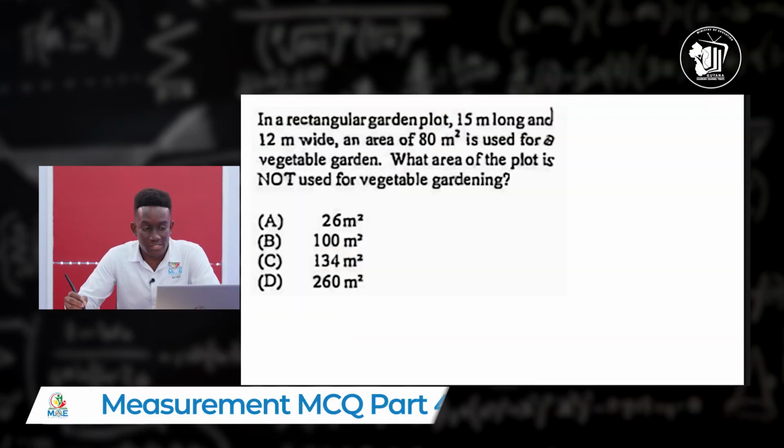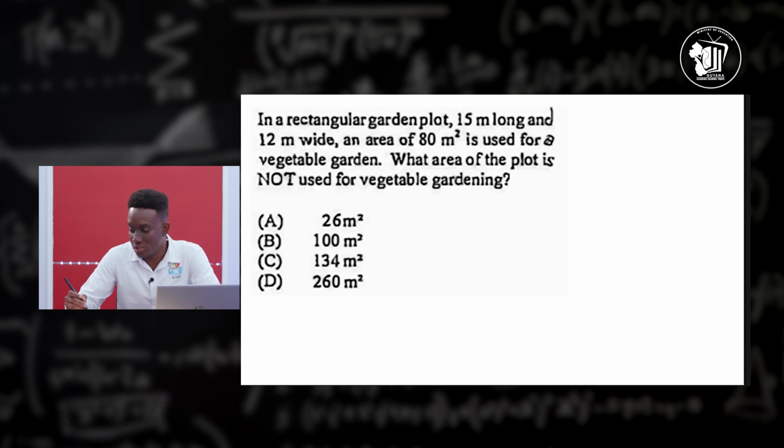So here in this case, it says, in a rectangular garden plot, 15 meters long and 12 meters wide, the area of 80 meters squared is used for a vegetable garden. What area of the plot is not used for vegetable gardening? So we have a rectangular garden plot, 15 meters by 12 meters. And 80 meters is used for a vegetable garden.